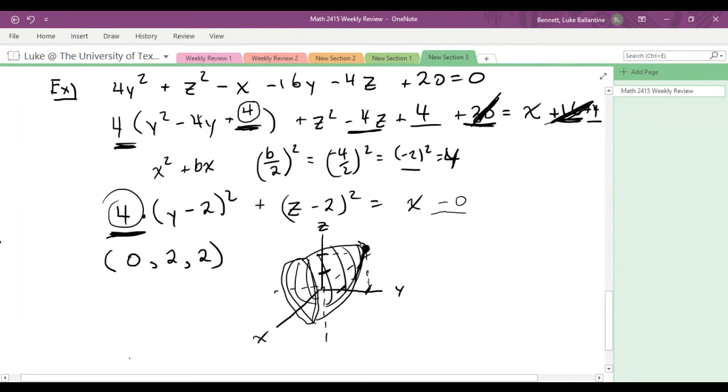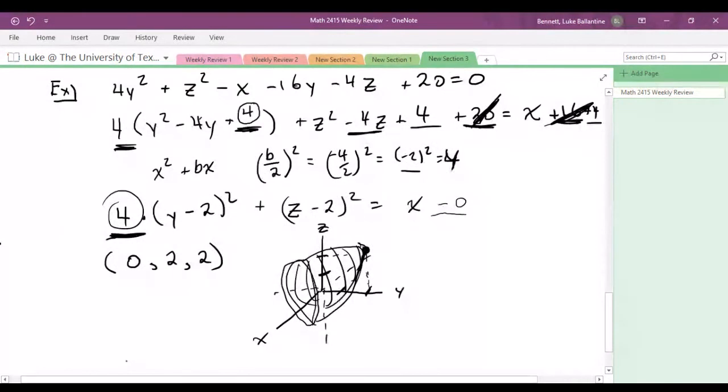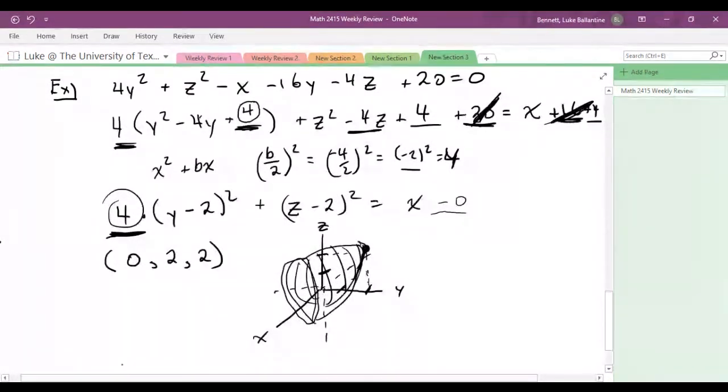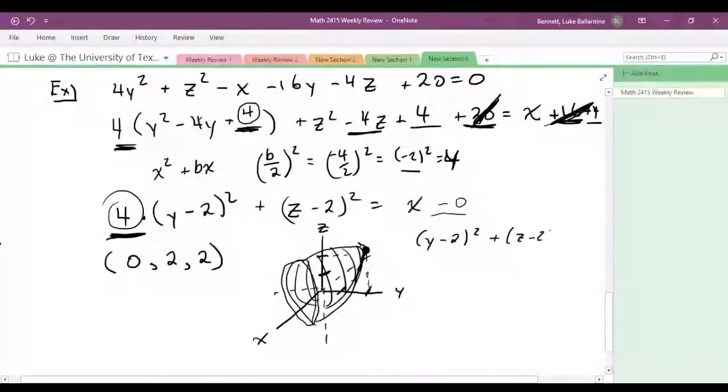But we could look at the traces, and then divide by 4. However you want to do it, you want that C right there. Then you could do y minus 2, and then we have z minus 2 squared over 4 equals x over 4. And then check this out.